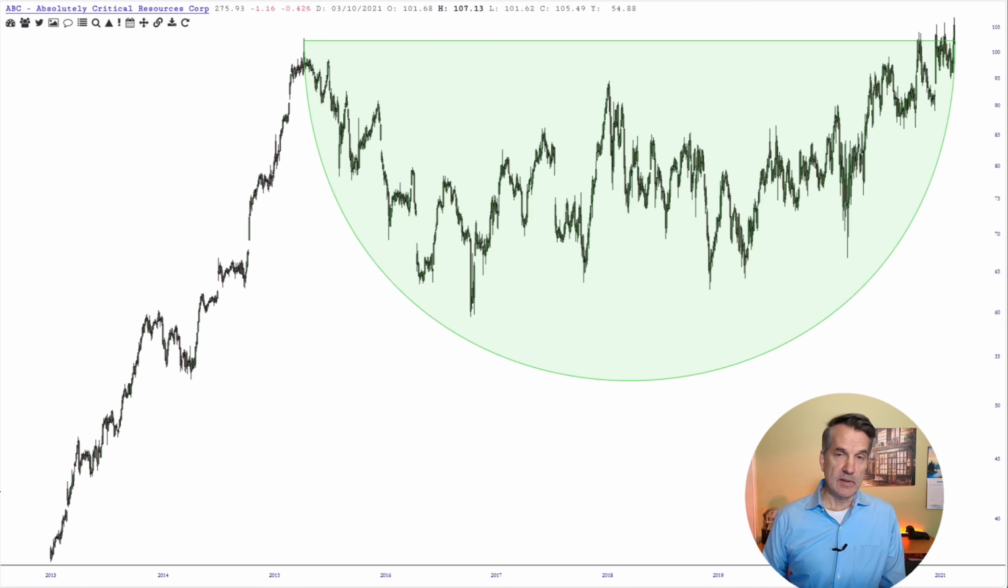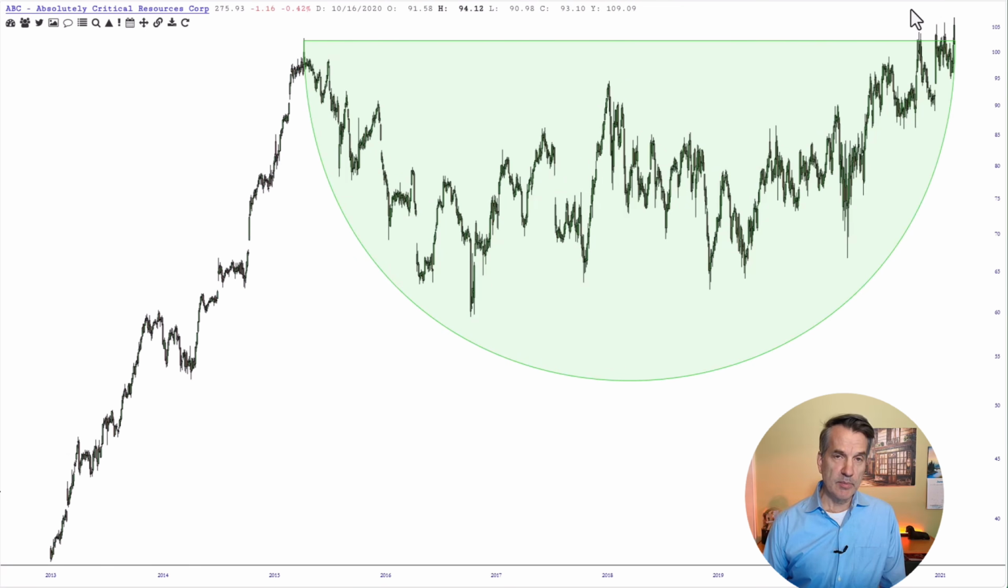So here is one example, a historical example. ABC is the company. And you can see here that we have this ascent in price, and then we have this nice shape here forming over the period of many, many years. And this is where it breaks out.